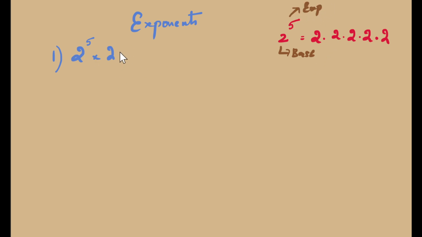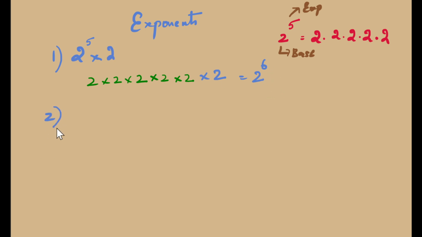So coming back to our example, we have 2 to the power 5 multiplied by 2. That is, we have to repeatedly multiply 2 five times as said before, 1 2 3 4 5, and then multiply by this standalone 2. So what do we get? We get 6 times 2, that is 2 raised to the power 6. So 2 to the power 5 multiplied by 2 can be written as 2 raised to the power 6.